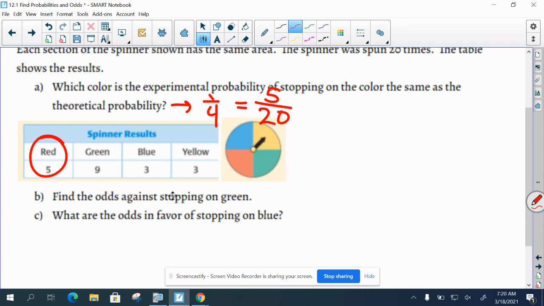Find the probability against stopping on green. So against or not means the opposite of. And I think we might have learned this at the beginning of the year. It's like the complement.